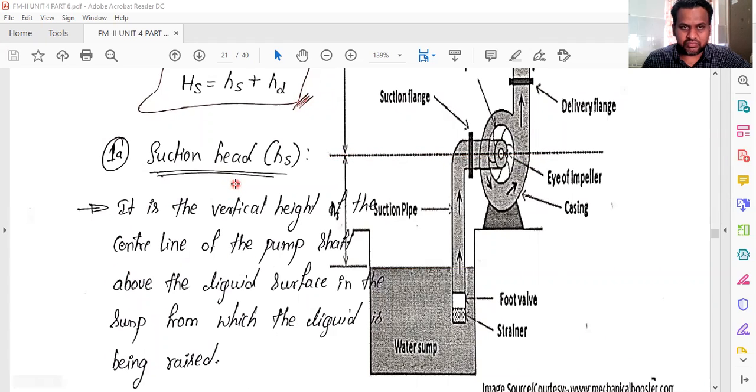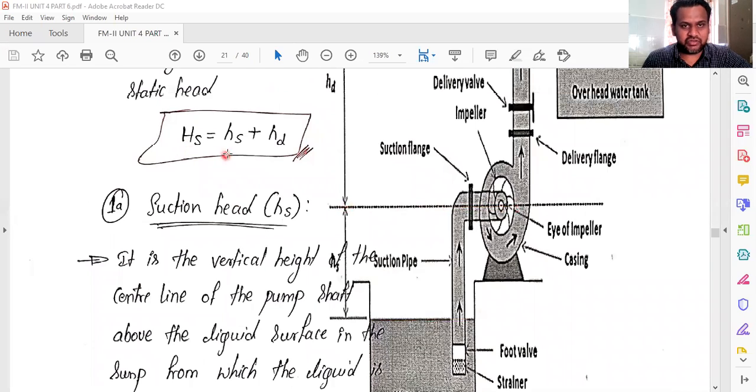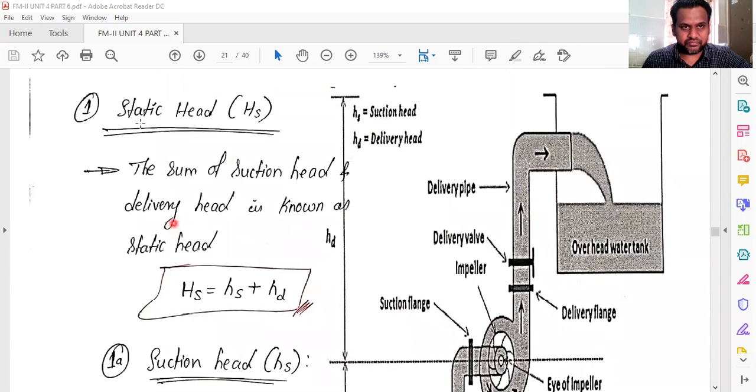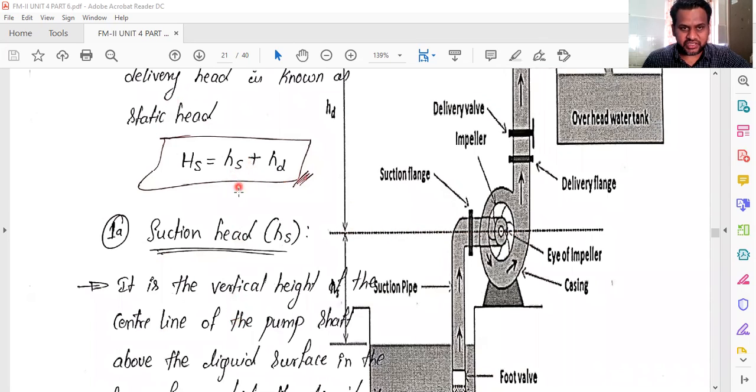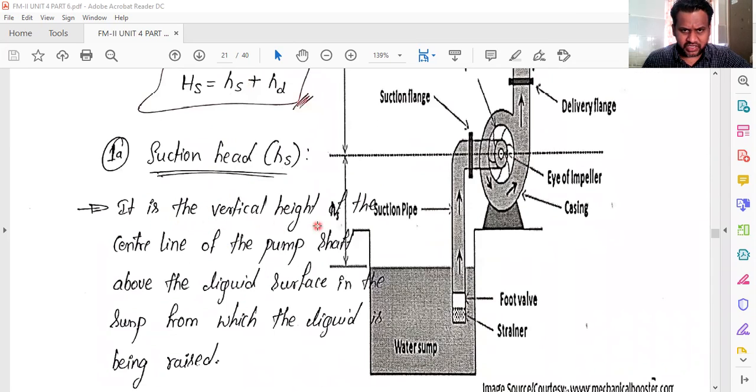So suction head is equal to small hs plus small hd. So what is the static head? Sorry, what is the suction head? It is the vertical height of the center line of the pump shaft. This is the shaft where it will be. So this is the vertical height of the center line of the pump above the liquid surface. This is the liquid surface. This vertical distance is nothing but suction head.